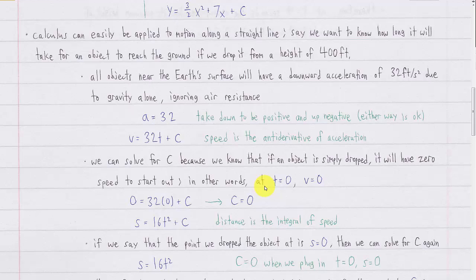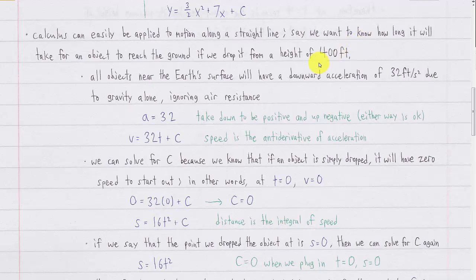But you don't have to define the point where you drop the object as s equals 0. For example, you could say that the ground is s equals 0, and that means the point at 400 feet above the ground is going to be s equals negative 400 if you define down to be positive and up to be negative. So now we have the distance formula. This tells us at any time t, what is the distance from this point where we dropped the ball.